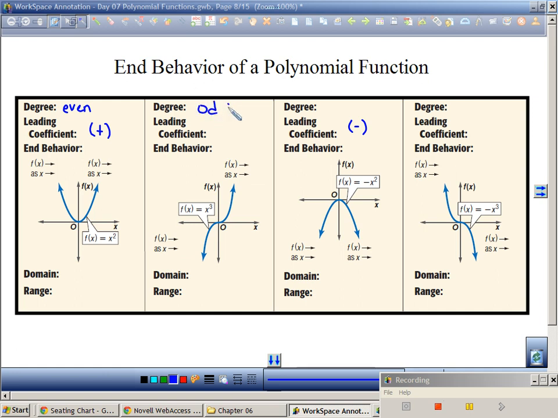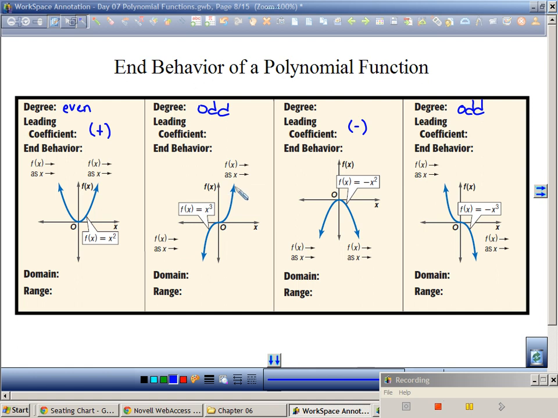Notice that an odd degree function, the end behaviors are opposite. One's going in this direction, one's going in that direction. Same thing with this one. This is an odd degree function. One's going in this direction, one's going in that direction. Let's talk about the leading coefficient on this one. The leading coefficient is positive, so it has the same beginning behavior as this quadratic does. See that?